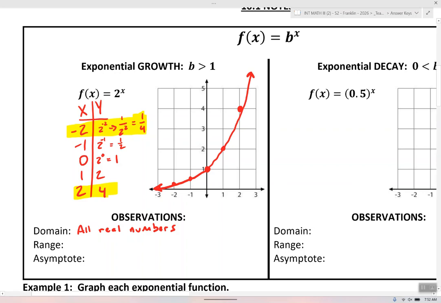A negative exponent just gives me a smaller and smaller fraction. It's not going to be a negative number. So the range here is just all values of y that are greater than 0. And that's because we have what's called an asymptote at 0. There's a line here at 0 that our graph is never going to cross. The asymptote here is at y equals 0.